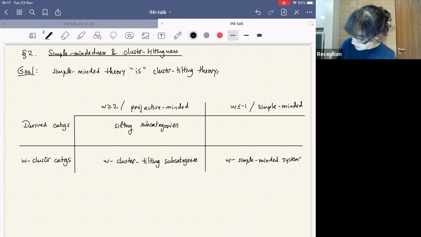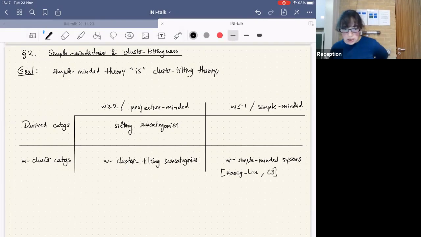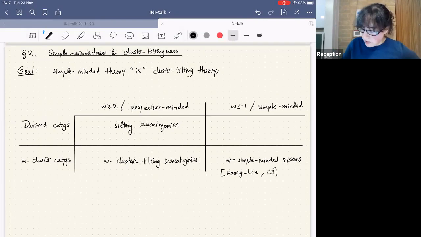I'm going to define this in a minute. Simple-minded systems had lots of work with different people, but I should probably mention Koenig-Liu. I introduced the generalization for W. This appears in the setting of the study of stable equivalences. So what would be the derived version of this? This was what's called simple-minded collections.